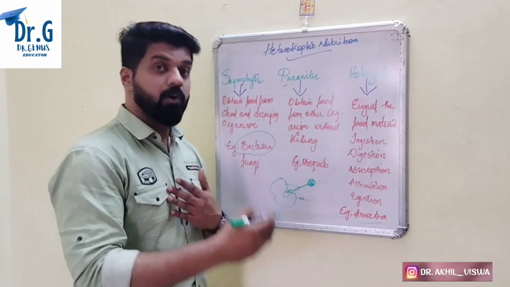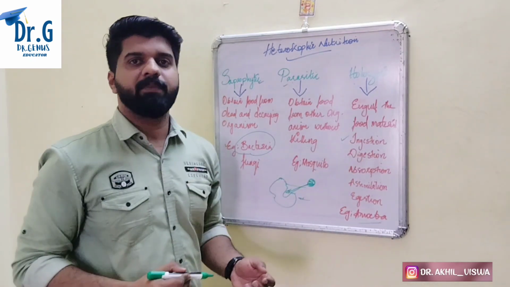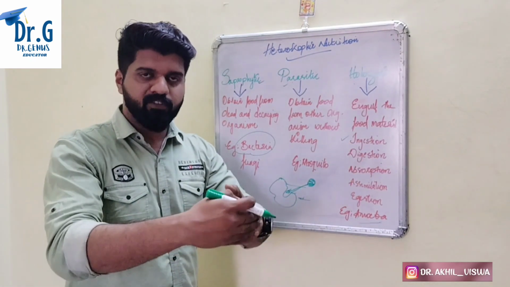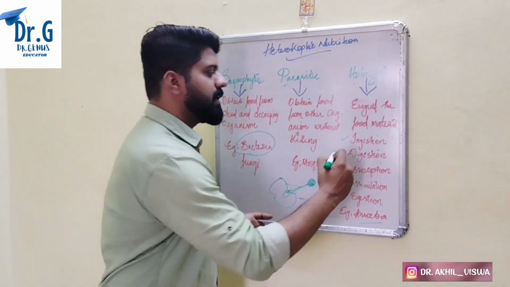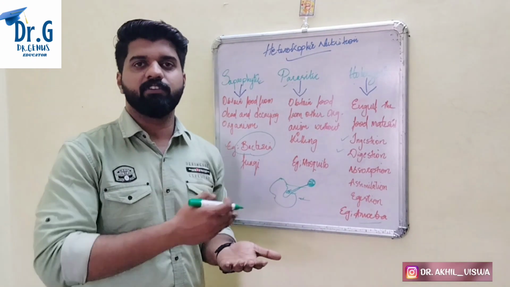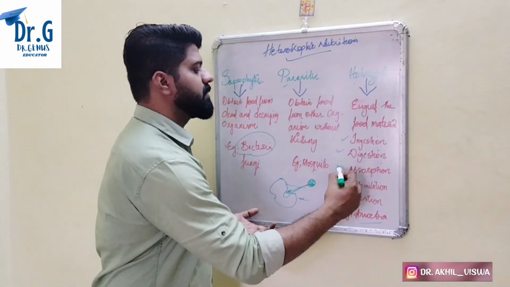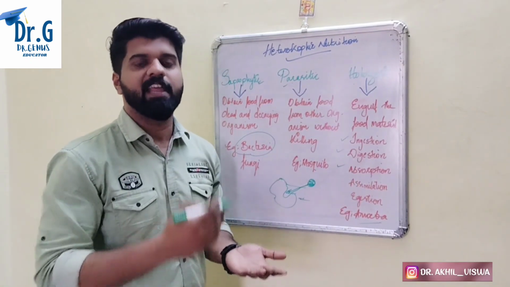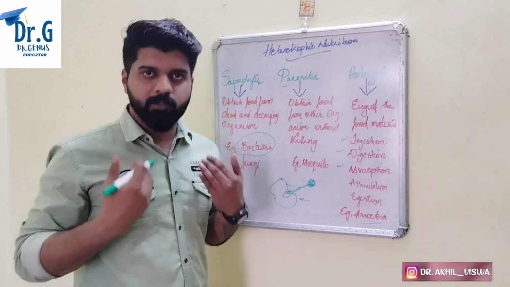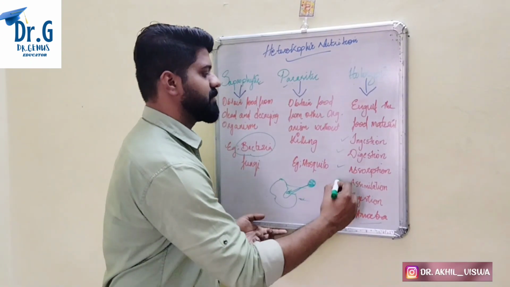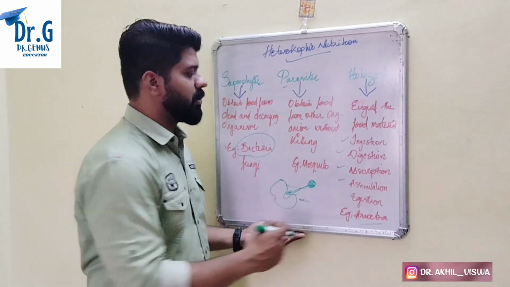Holozoic nutrition has different steps. The first is ingestion. What do we mean by ingestion? Taking food materials into the body is called ingestion. The next step is digestion. Digestion means converting complex molecules into simple molecules. The third one is absorption. Here the digested simple organic food materials are absorbed into the bloodstream. Next is assimilation. Assimilation means the utilization of nutrients.